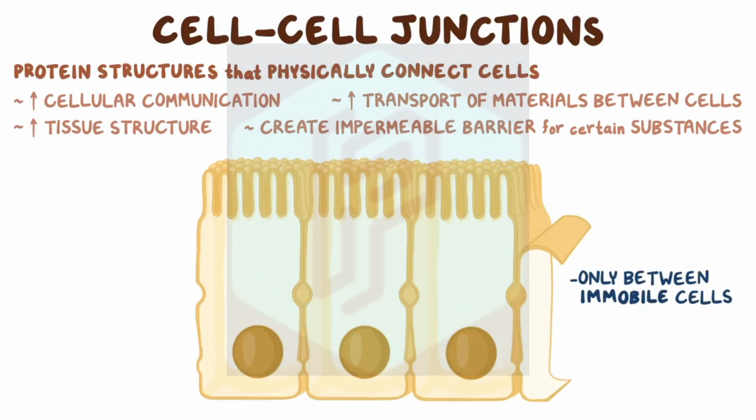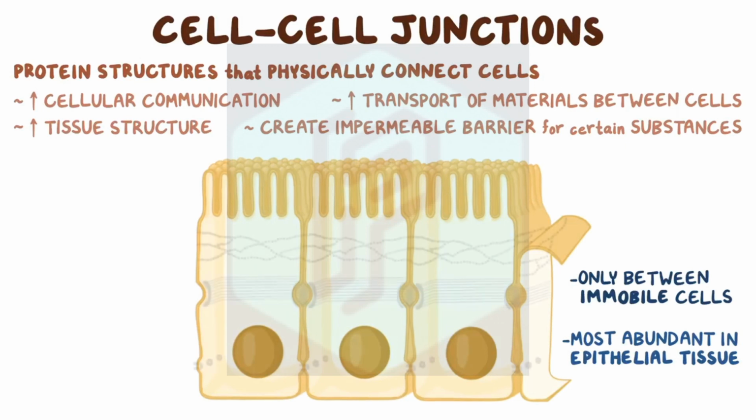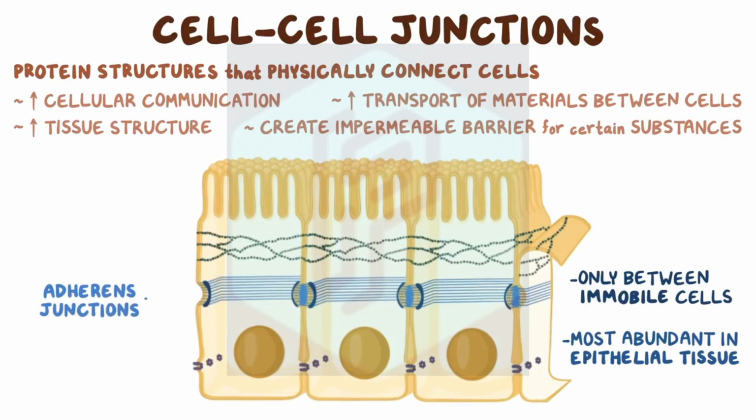So mobile cells like sperm and macrophages don't have these structures. Cell-to-cell junctions are most abundant in epithelial tissue, which is found in skin and the innermost layer of the gastrointestinal tract. These structures, though, are also found in other organs, like the heart, kidneys, and liver. The three types of cell-to-cell junctions are adherens junctions, tight junctions, and gap junctions.